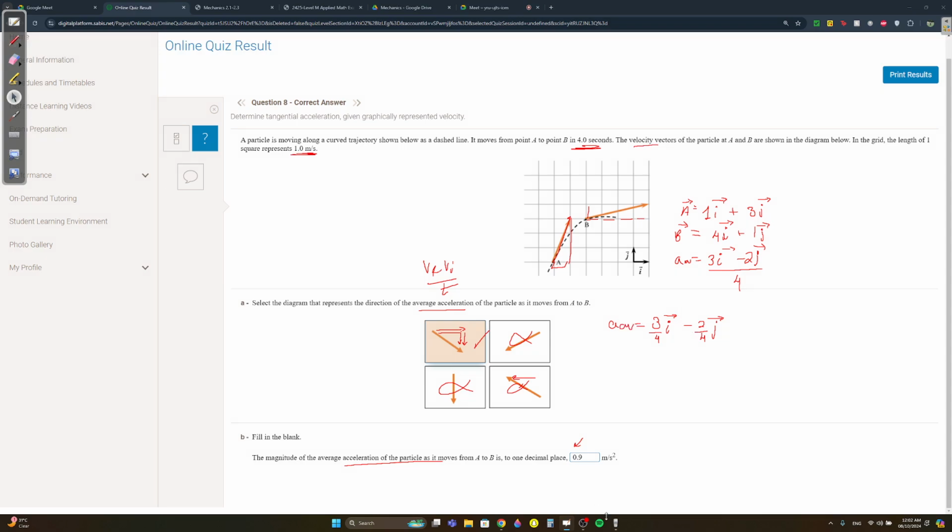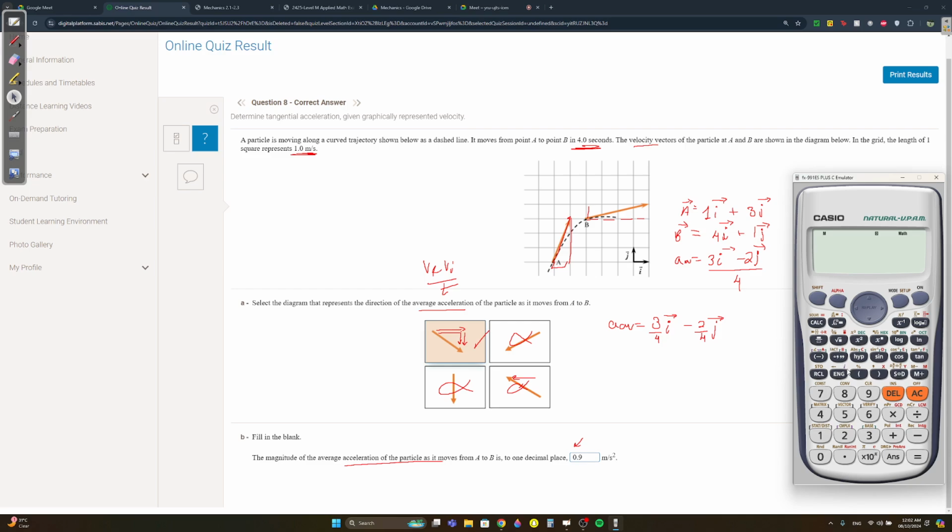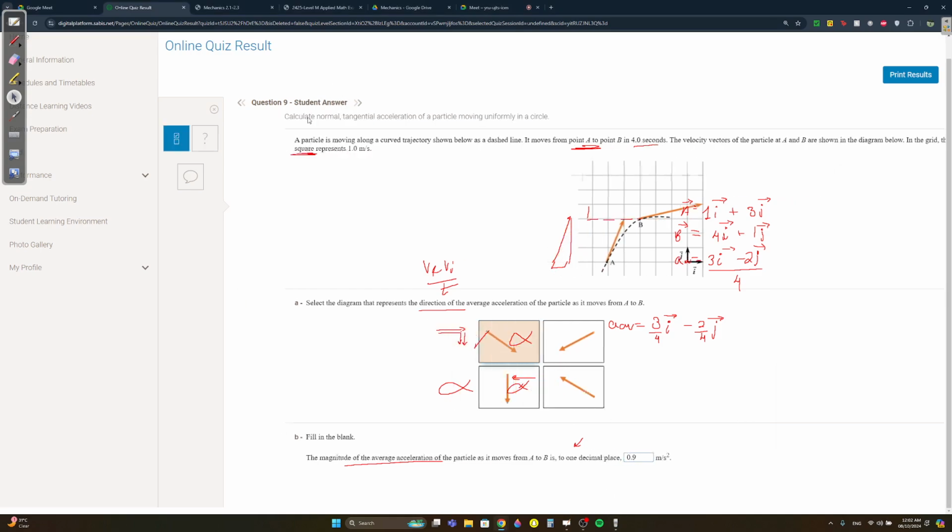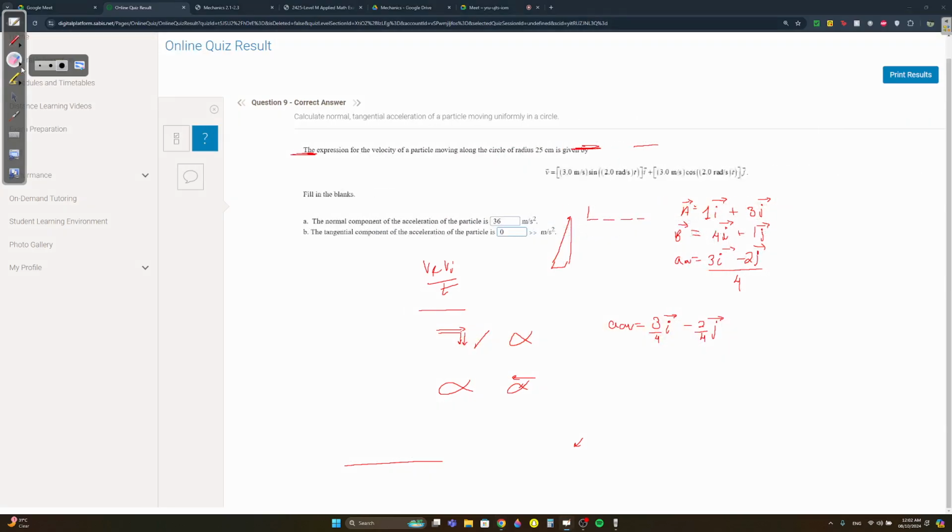You want to find the magnitude. How do you find it? 3 over 4 is just 0.75 squared. 2 over 4 is 0.5 squared. You get 0.9. Very nice, very easy, very straightforward.